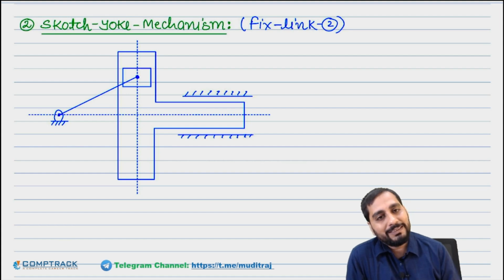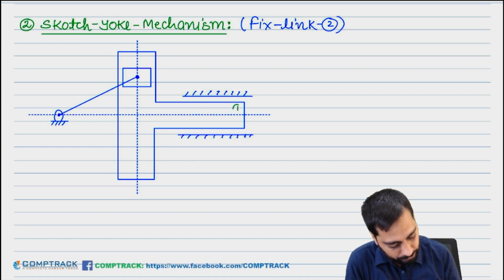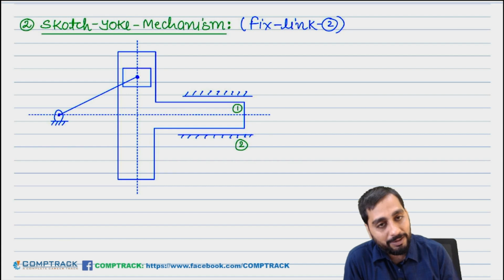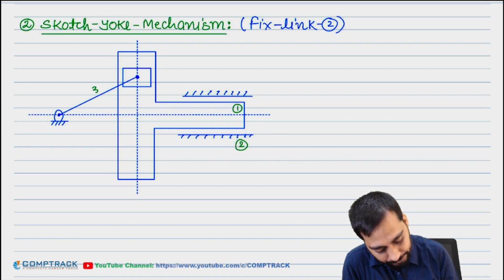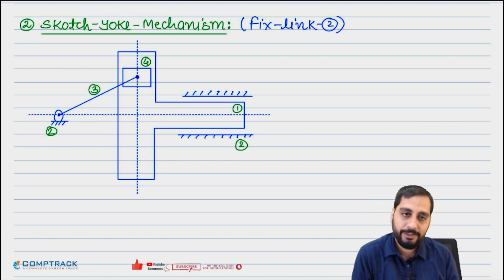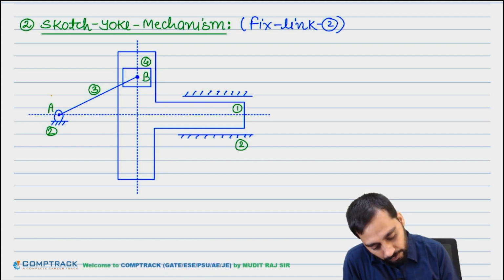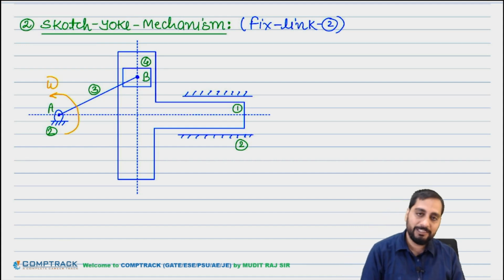So let's say according to numbering, this is our link number 1, this is link number 2. This time we are fixing link 2, and this is our link number 3, let's say, and this is link number 4. Clear? And this is again link number 2. Clear? Now here this is A, let's say, and this is B, and this is rotating like this with constant omega. Link 3 is rotating.